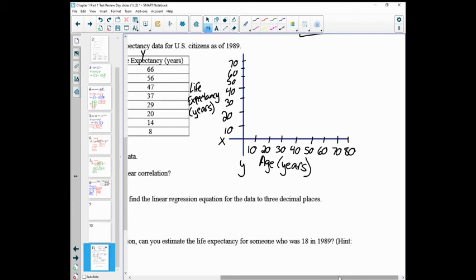The reason I chose 10 for the y-axis is because the data points in the y column look to be about 10 apart from each other. So that's why I chose to go by 10s on the y-axis. Alrighty, now we're just going to plot those points.